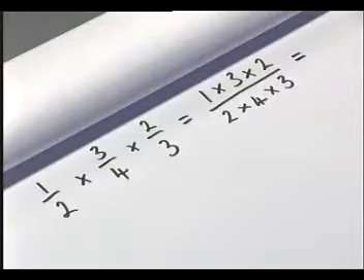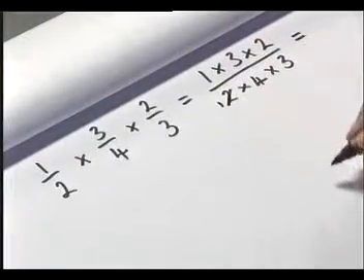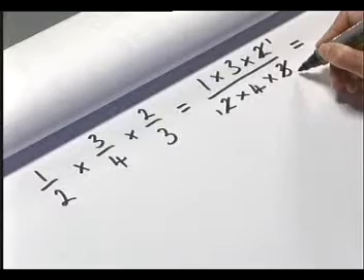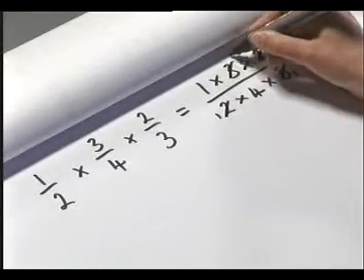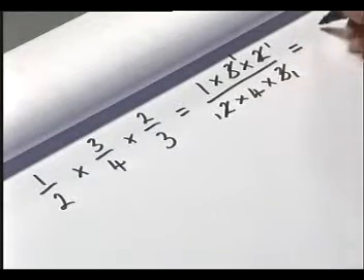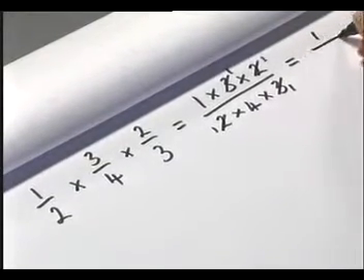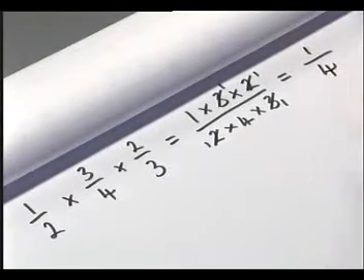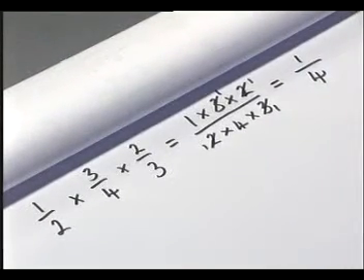Now, before we go any further, let's have a look if there's anything we can cancel. Well, yes, we've got 2 goes into 2 once, 2 goes into 2 once. We can divide by 3. So we end up with 1 times 1 times 1 at the top. That's 1. And 1 times 4 times 1, just giving us an answer of 1/4.